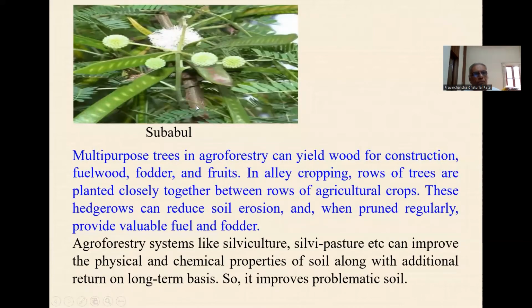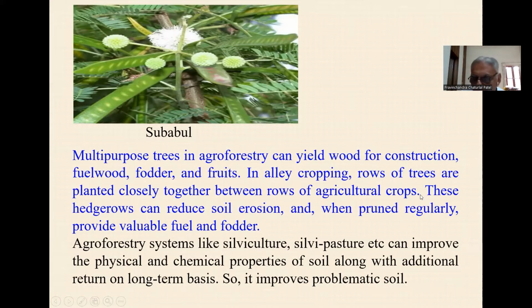Then Subabul. Previously it was known as Kubabul, but at present it is familiar as Subabul. Multipurpose trees in agroforestry can yield wood for construction, fuelwood, fodder, and fruits. In alley cropping, rows of trees are planted closely together between rows of agriculture crops. So in alley cropping, the rows of Subabul are planted closely together between rows of agriculture crops.